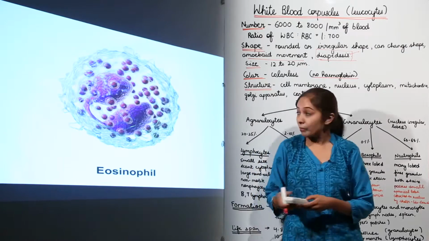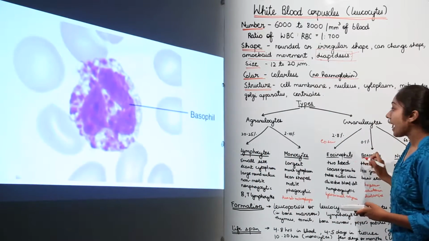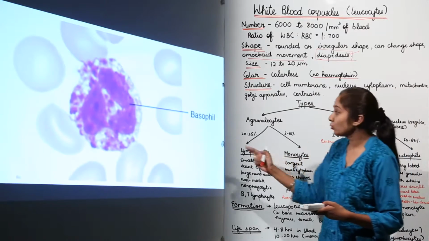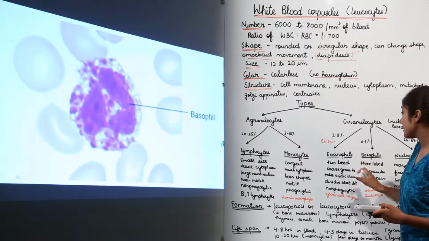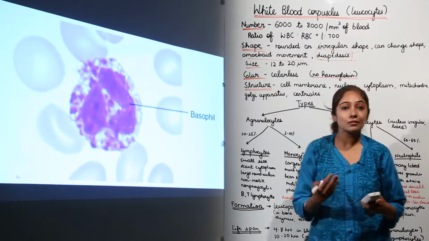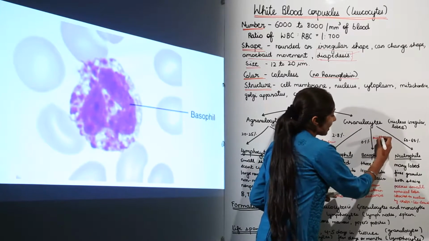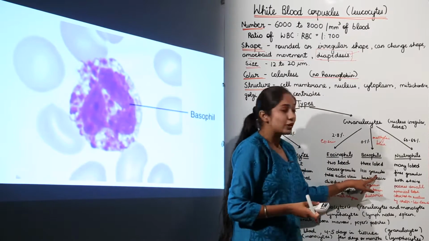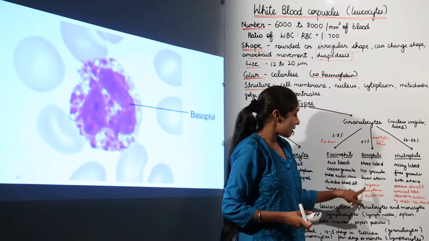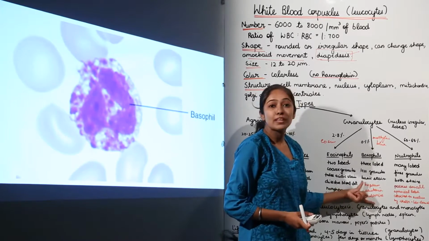Then moving on to basophils. These basophils have a three-lobed nucleus, as you can see. They take the basic stain, that is methylene blue, which is why the name is basophils. And they have fewer granules. They secrete heparin, serotonin and histamine. So this is also one of the main features of basophils.